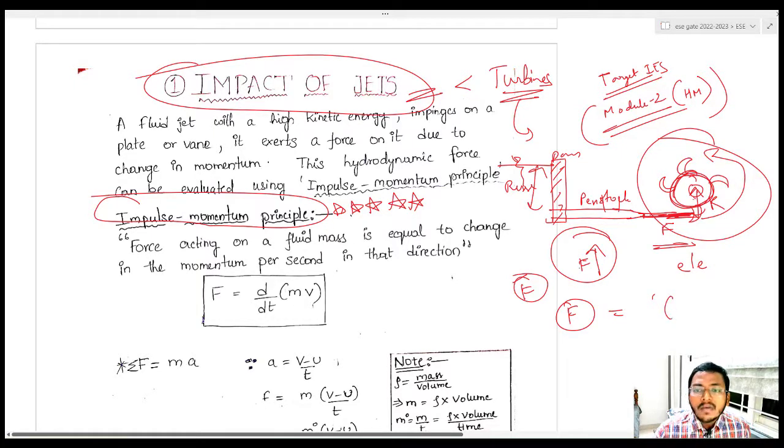What is momentum? Momentum, you know, right? P is equal to mv. P is momentum, m is mass, v is velocity. You know momentum from your 8th or 9th class physics. So my momentum is mass into velocity. And in this impulse momentum principle, the force is nothing but the change in momentum. So d by dt of momentum, which is mv. So F is equal to d by dt of mv. Simple matter. I hope you got it.